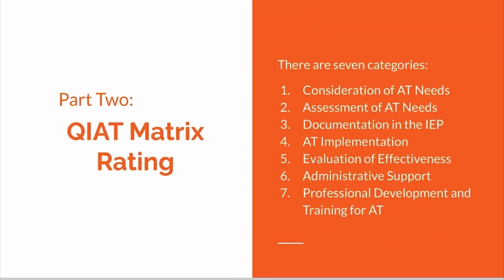So now we're moving on to part 2, which is the QIAT matrix rating. The teacher was asked to rate the district on 7 different categories. Those are consideration of AT needs, assessment of AT needs, documentation in the IEP, AT implementation, evaluation of effectiveness, administrative support, and professional development and training for AT. And in each of these categories, there are multiple little subcategories that she's ranking them in. And we're going to go over those rankings, basically just the overall rankings and the strengths and areas of need or challenges.